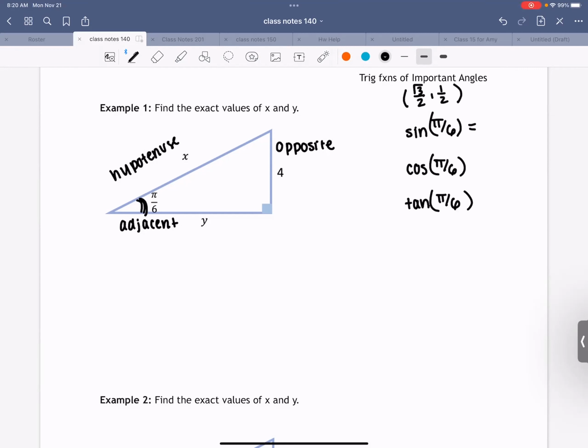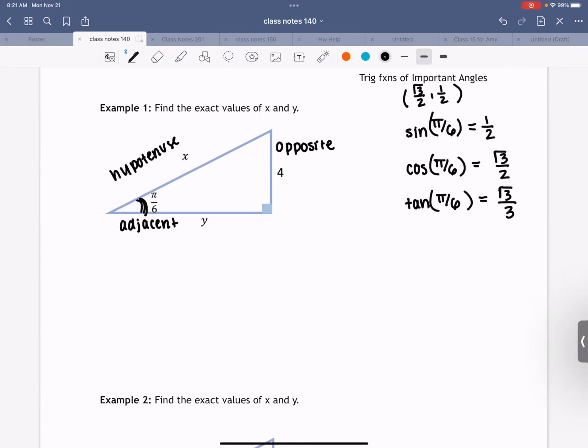I know that sine of pi over 6 is the y value, or 1/2. I know that cosine is the x value, or square root of 3 over 2. And tangent, you can do y over x, or you can just know that it's square root of 3 over 3, right, using the chart. Okay, so I know that these values are true. Now, let's take a look at the triangle and see what the triangle tells us.